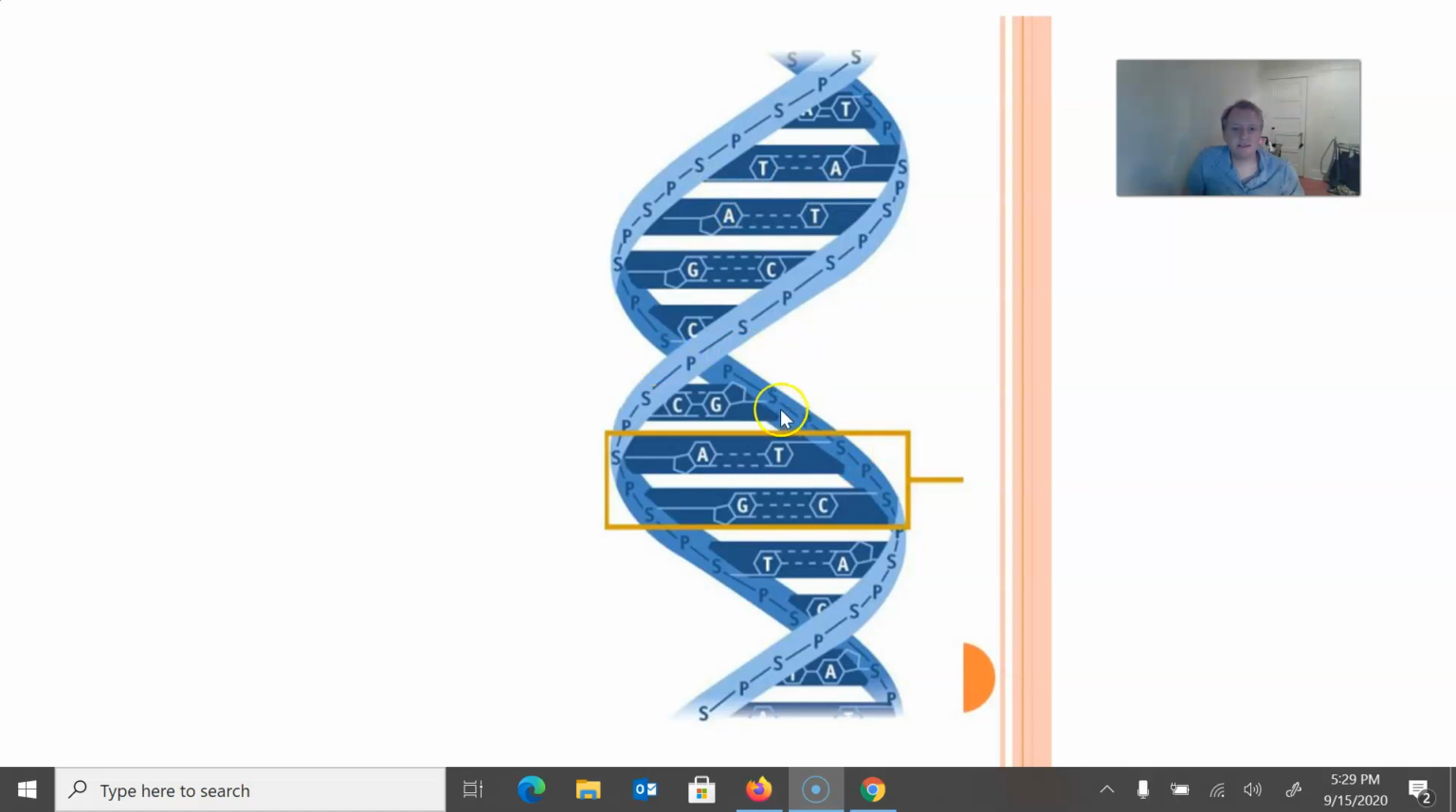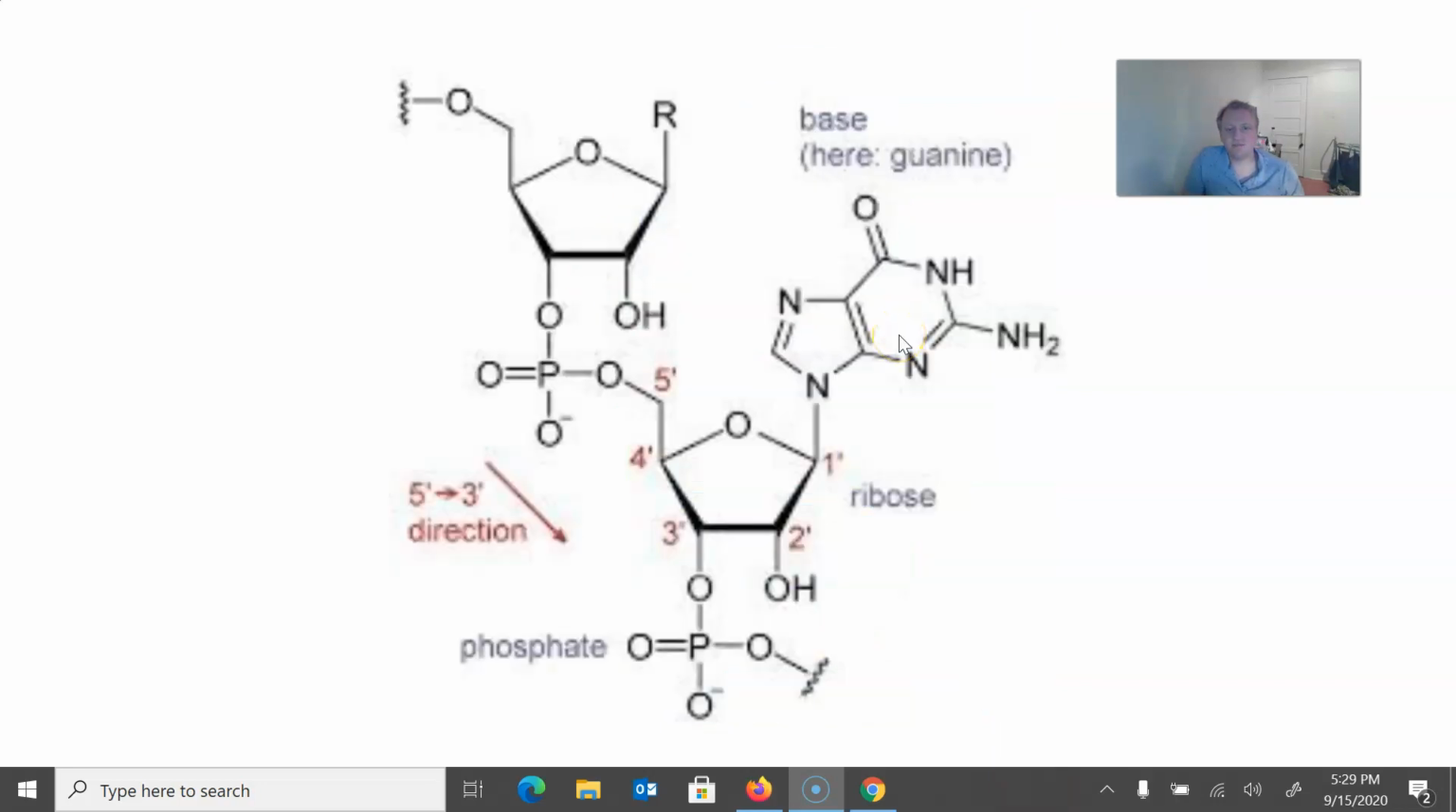Double helix, what are we thinking? I am thinking, again, nucleic acid. It's even shown phosphate, sugar, and the sugars are connected to these nitrogenous bases. Phosphate, sugar, phosphate, sugar, nitrogen base. This is a nucleic acid.